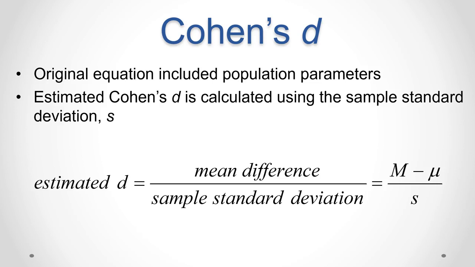Cohen's d measures the size of the mean difference in terms of the population standard deviation. Estimated Cohen's d measures the size of the mean difference in terms of the sample standard deviation S. For sample means, estimated Cohen's d is equal to sample mean M minus population mean mu divided by sample standard deviation S.